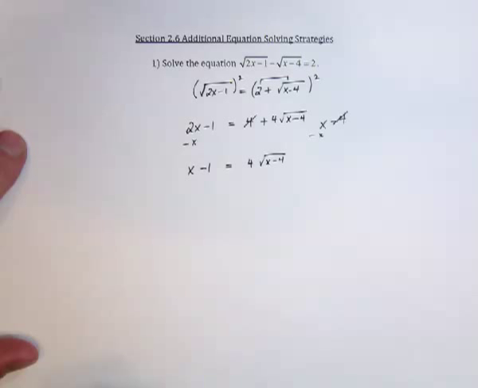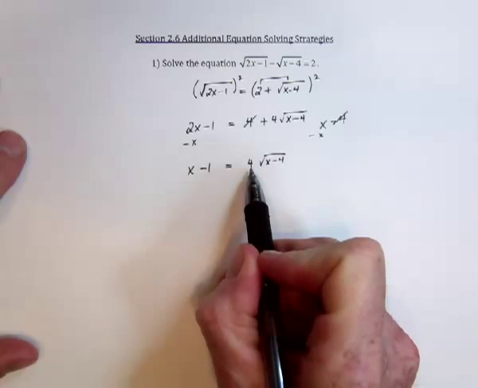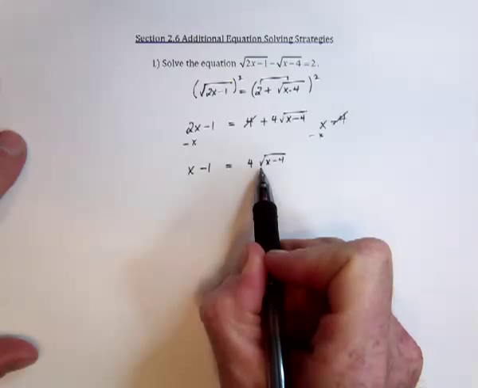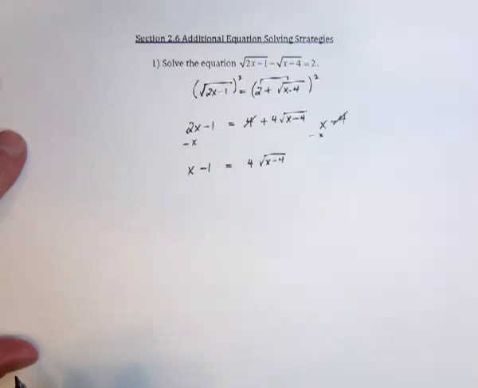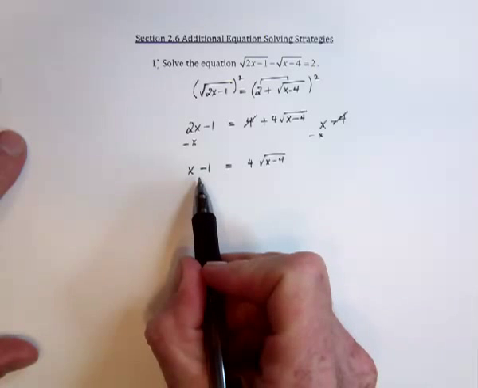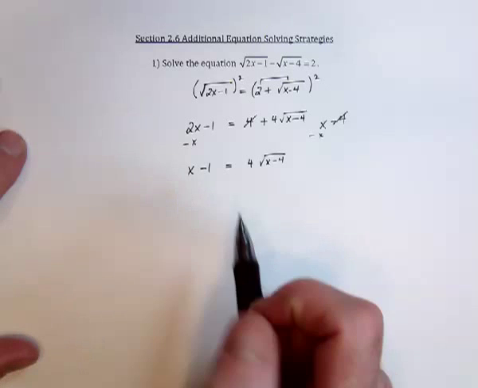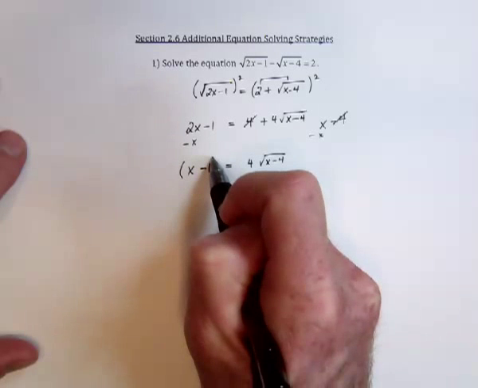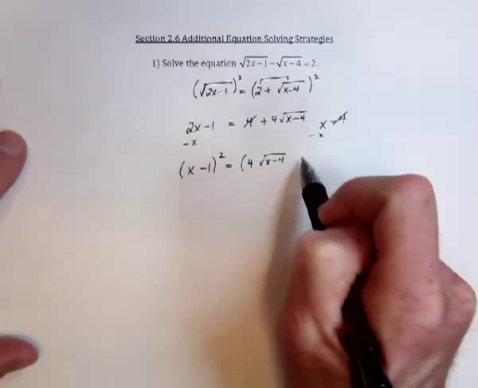And at this point we've got a choice. You can square both sides of the equation. This would become a 16 and this radical would be eliminated. Or you can divide by 4 and then square both sides. Well, dividing by 4 would introduce fractions over here, which is alright, but for right now I'm just going to square both sides.